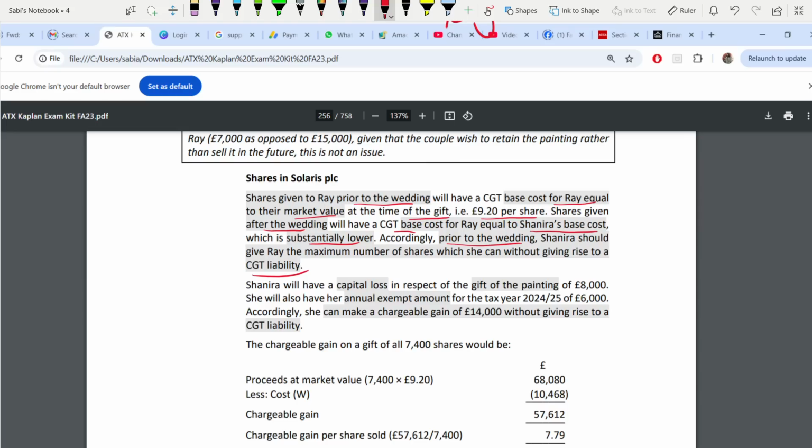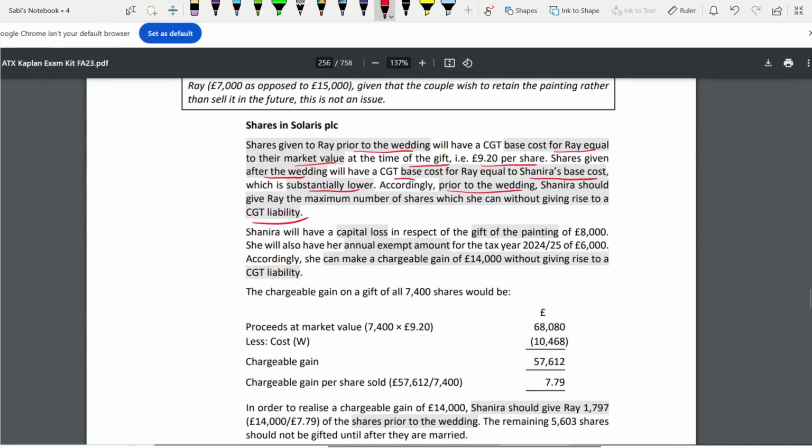The remainder goes after the wedding. With the painting, there was an 8,000 capital loss. With this loss, if you take the annual exempt amount, assuming it has not been utilized in this tax year, which is 6,000, then 8 and 6 makes 14,000. That means you can make a gain of up to 14,000 without incurring CGT. So now we'll go and calculate.